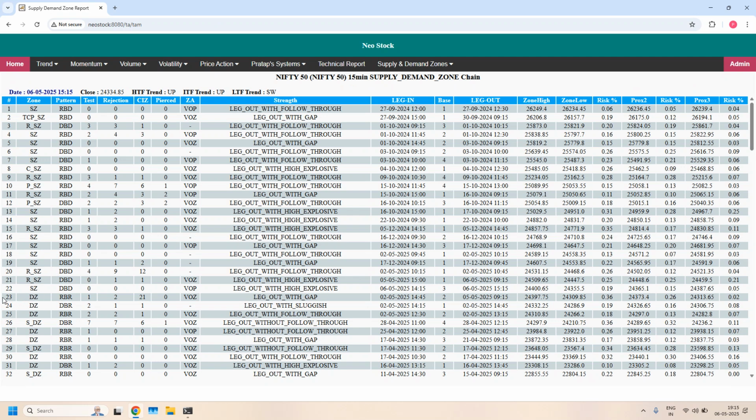And the nearest demand zone to the current closing price, serial number 23. Let me put it in the center.